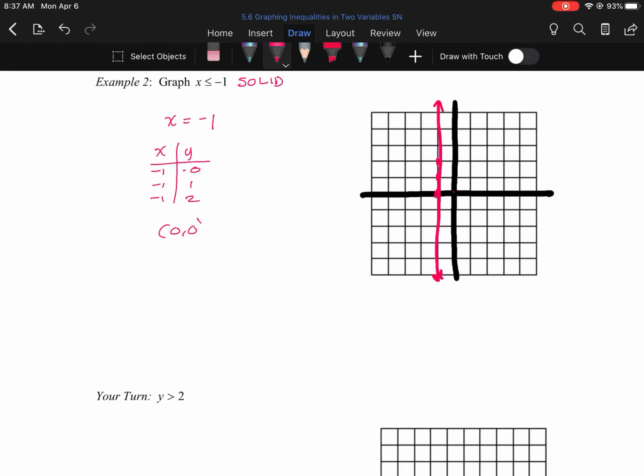And now we need to say, okay, I can still pick 0, 0. 0's to the right. So if I substitute 0, 0 in, well, there's only a place to put the x. So 0 is less than or equal to -1. 0 is not less than -1. So if 0 is on the right and that's false, I want to shade the left because that's my true side.